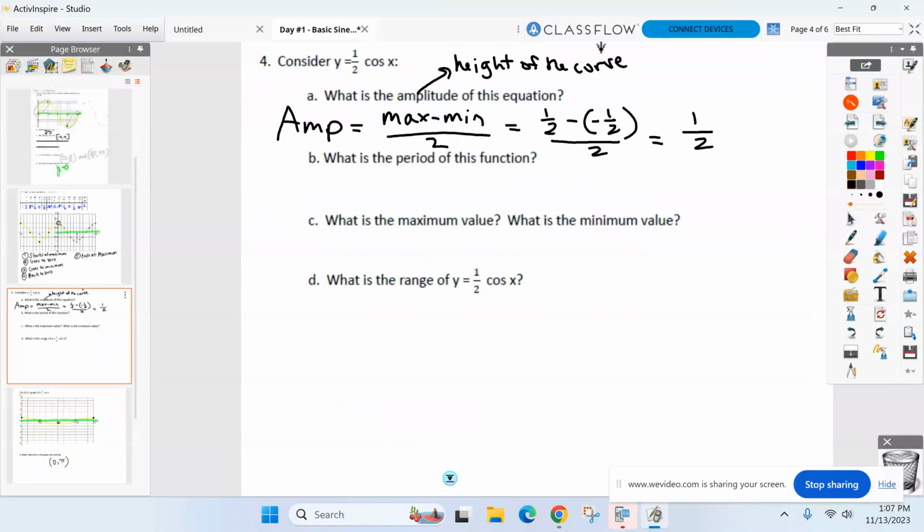What's the period? 2 pi. It's always going to be 2 pi for now. A couple days that'll change, but for now the period, it always takes 2 pi to do a full curve. What was my max again? 1/2. Good. And my minimum? Negative 1/2. And that leads into part D, which means what's my range? Written correctly too. Range? Surrounded by brackets. Yep.